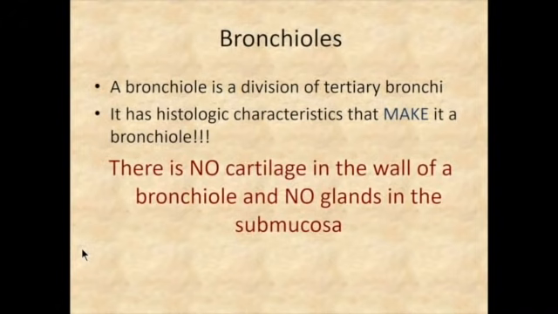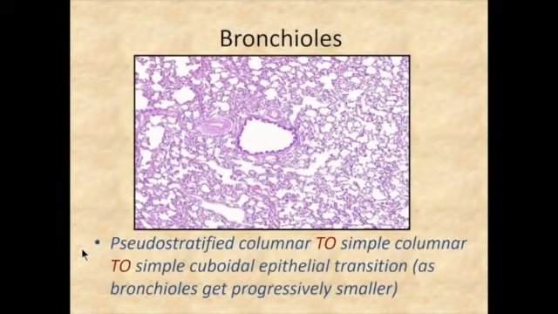It has no cartilage in the wall, and it has no glands in the submucosa. Okay, so that's what makes it a bronchiole: the absence of cartilage, the absence of glands, and this is a progressively smaller airway. And so here you can see a bronchiole within lung parenchyma. You can see two blood vessels depicted, 1 and 2. And here there are some vessels kind of scattered in here, but generally speaking, there are a lot of alveoli.